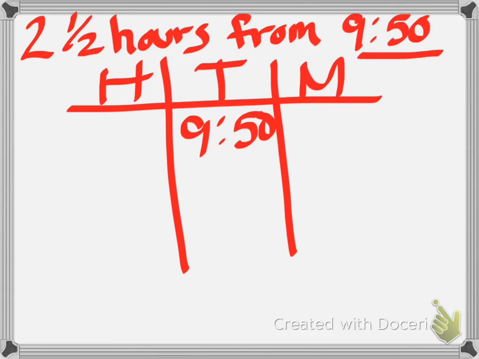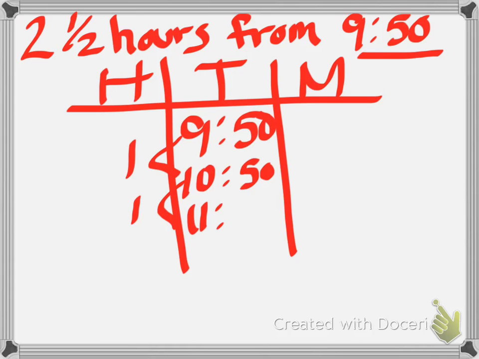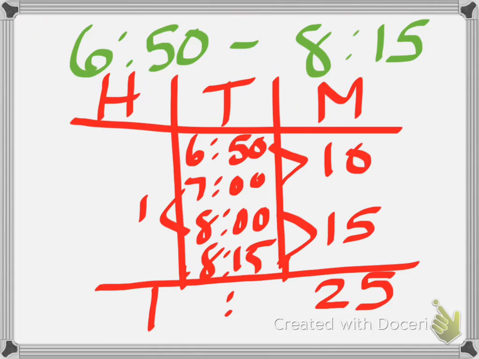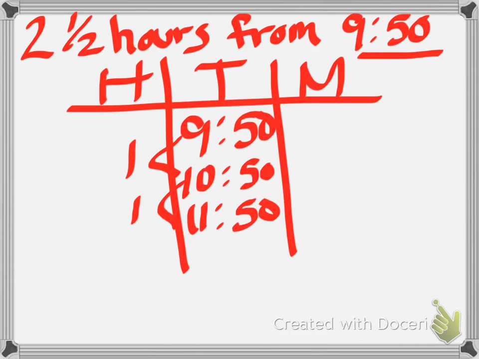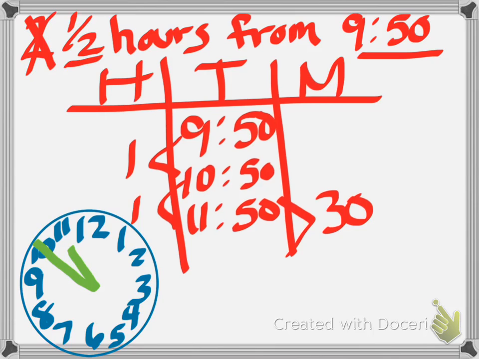So if we added 1 hour to 9:50, that would give us 10:50. We add another hour to 10:50, and that would give us 11:50. But I'm not finished. I am finished with the hours, but I'm not finished with the minutes. A half an hour is 30 minutes. So I need to add 11:50 and 30 minutes. So on our clock right now we have 11:50, but I need to add 30 minutes.